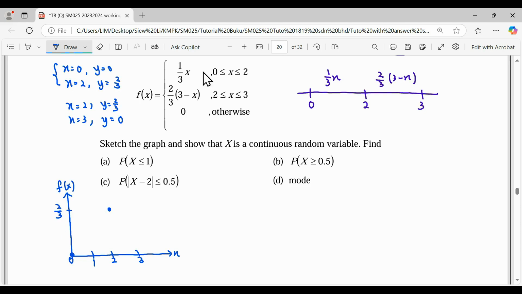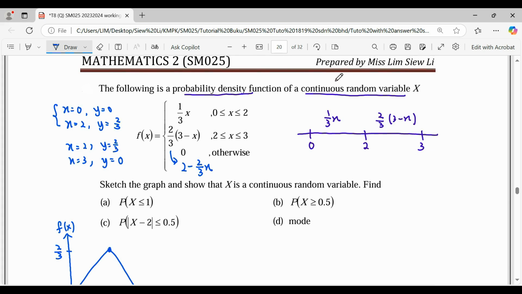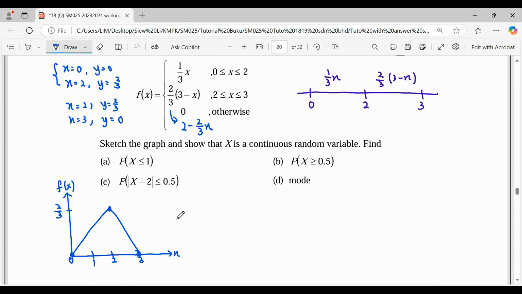To join these two points, for this interval it is a linear graph, so it will be a straight line. Then we continue, starting from 2. When x equals 2, y is 2 over 3, at the same point, so it is continuous. And when x equals 3, y is 0. For the second function, as we expand, it is 2 minus 2 over 3 x. It's a linear graph also, so we will draw it with a straight line. So here we have our probability density function graph.